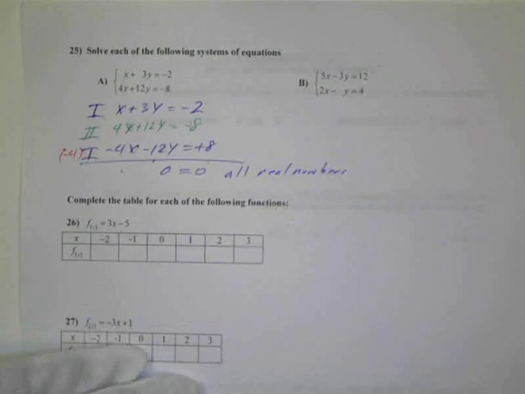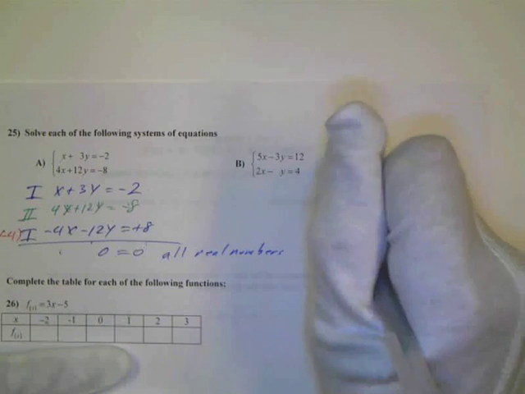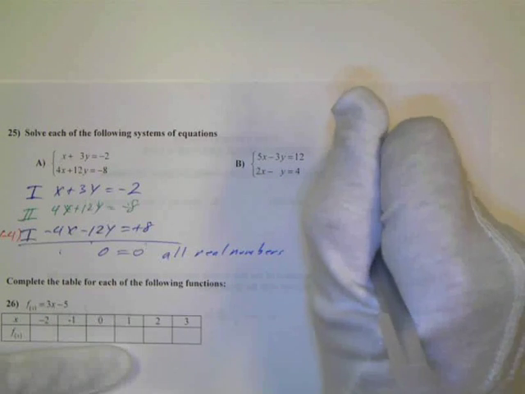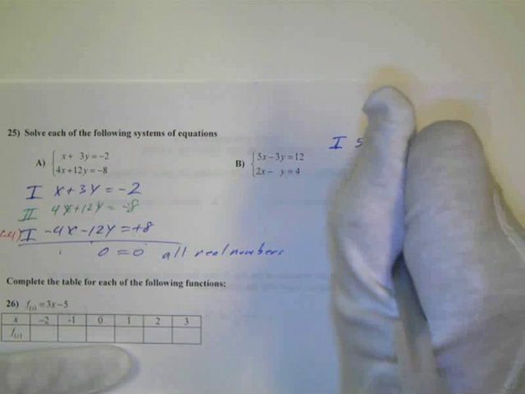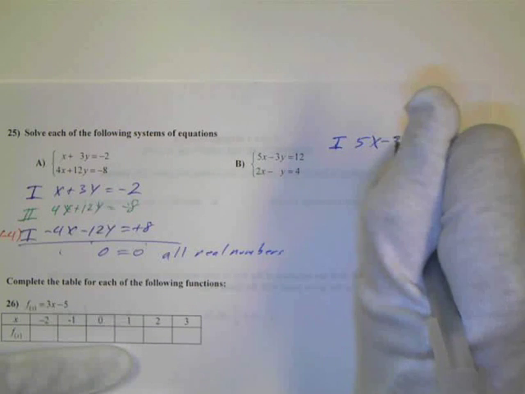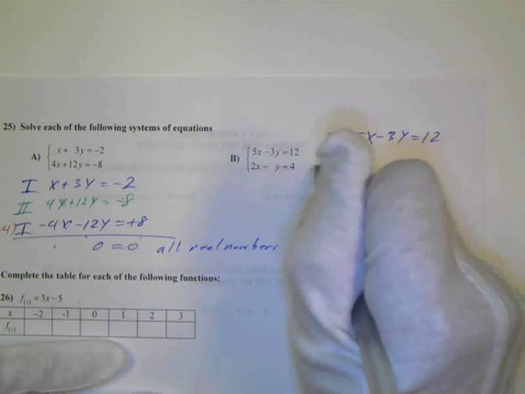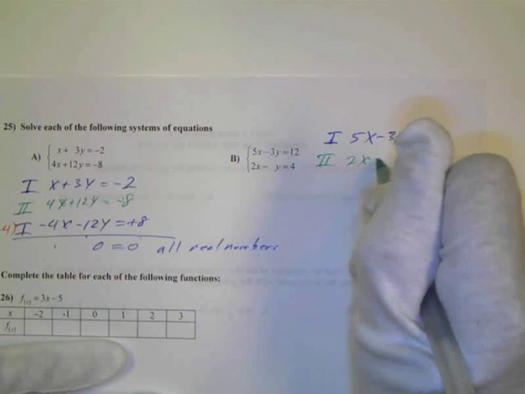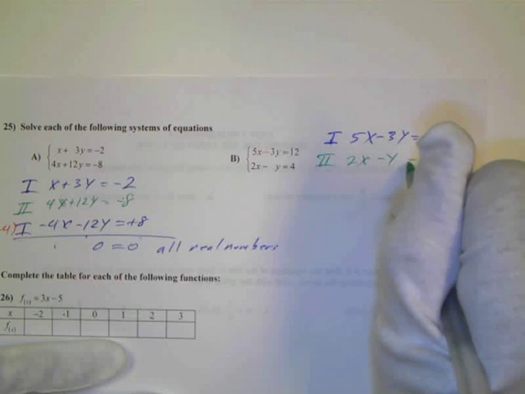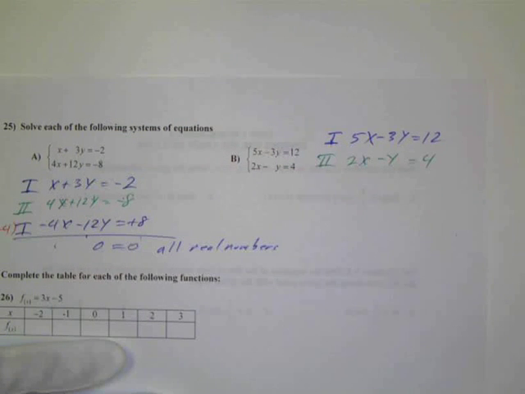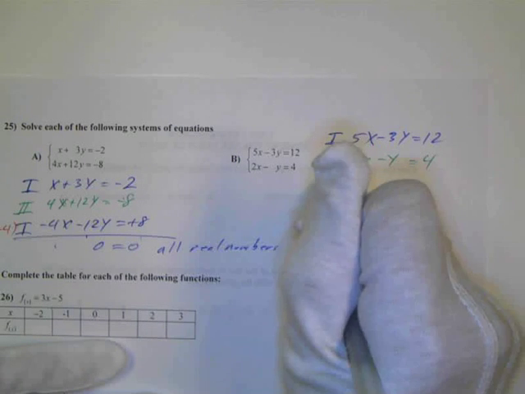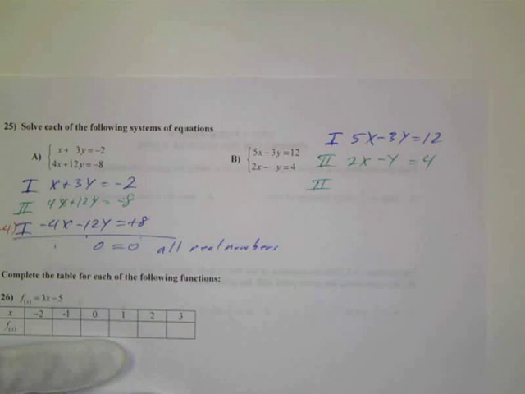Okay, and letter B. Equation 1 is 5x minus 3y equals 12. And equation 2 is 2x minus y equals 4. So the y's would probably be the easiest to take care of. So I can take equation 2 and I can multiply that by negative 3.